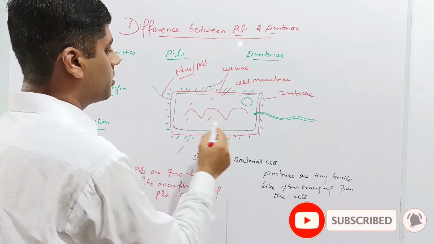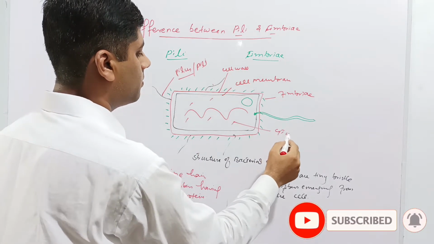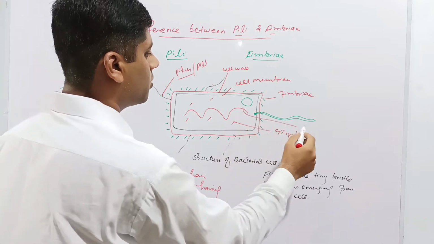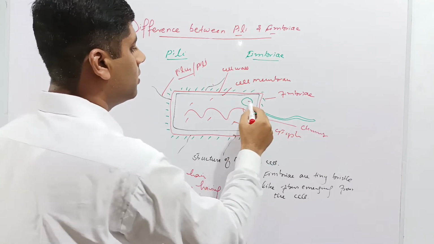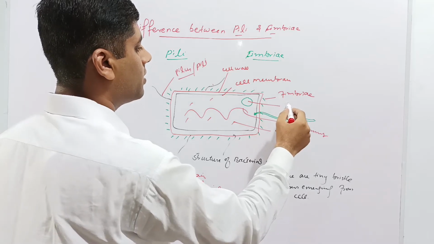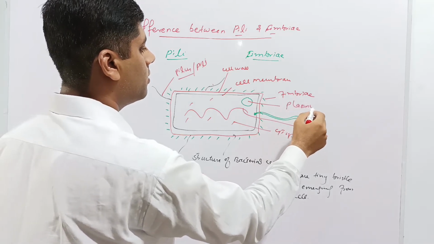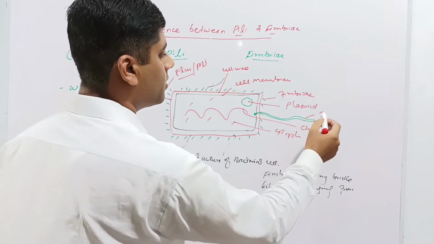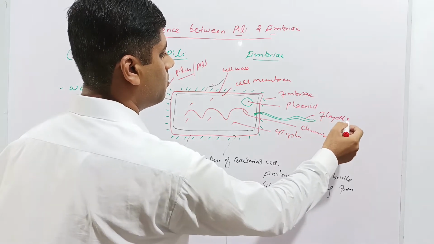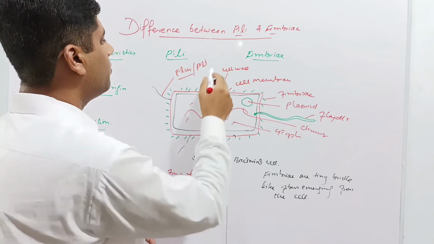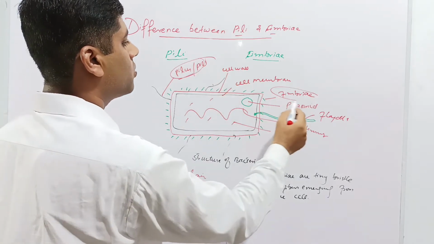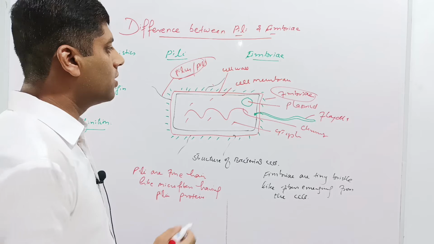This is the fluid portion of the cell, called cytoplasm. This is the single chromosome of the bacterial cell containing DNA and genes. This is a small circular DNA of the bacterial cell called plasmid. And this appendage-like structure is called flagella. This is for locomotion. So out of these structures in the bacterial cell, we are going to differentiate between the pili and fimbriae. These are the two structures which we are going to discuss today.